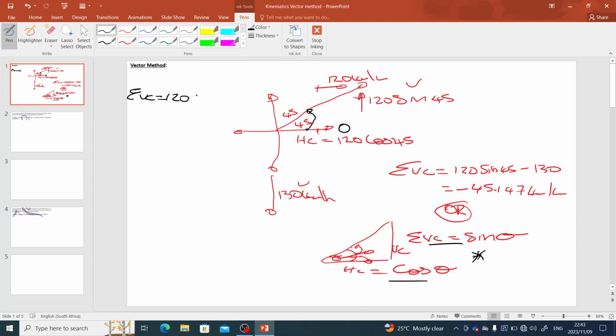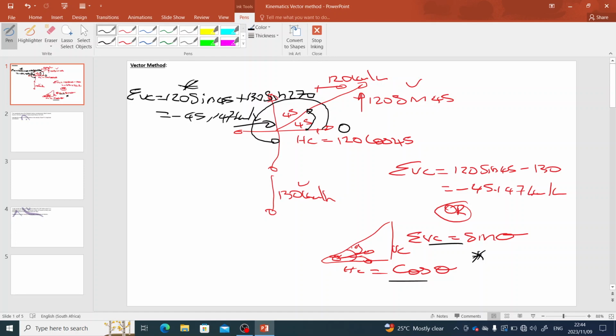Now, I found my first force. It is 120 sine 45. That would be the magnitude and the position. Plus, you start all over again from zero. Boom. I found my second force. It is 130, position sine 270. Now, you'd realize that the answer would be the same. 120 sine 45 plus 130 sine 270. The answer would be the same. It is negative 45.147 kilometers per hour.